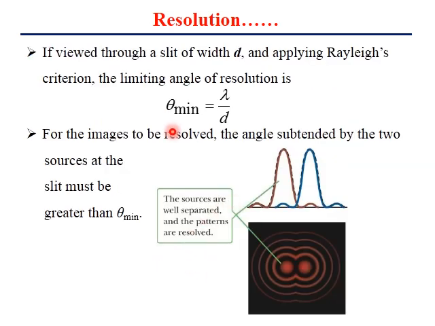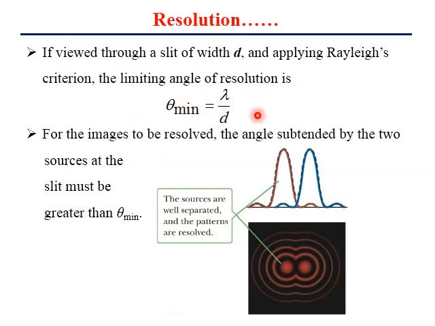Now, continuing with resolution, if viewed through a slit of width d, and if we apply Rayleigh's criterion, what is the limiting angle of resolution in this case? It will be theta min equal to lambda by d, where lambda is the wavelength of light and d is the width of the slit. Now for the images to be resolved, the angle subtended by the two sources at the slit must be greater than this theta min.